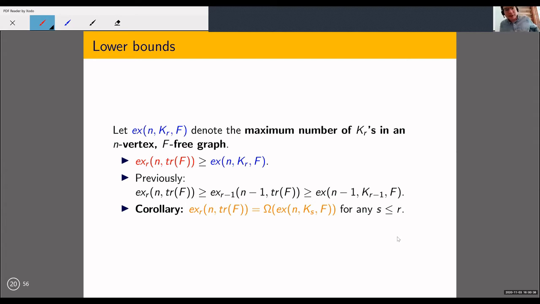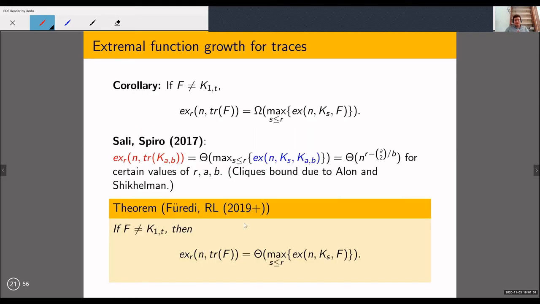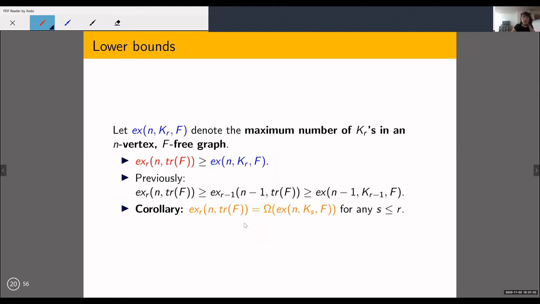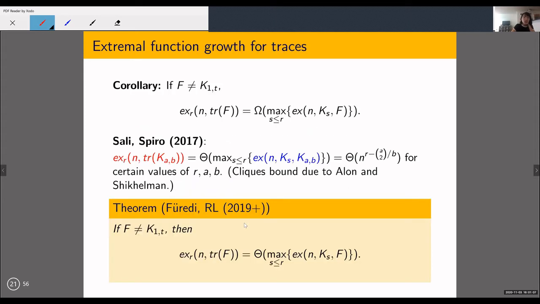Do we think of r as a constant here? Well, you should think of it as n is very large and r is growing, and we're tracking the order of this function as r grows. But you should still think of r as much less than n. Yeah, exactly. Okay, any other questions? All right, then I'll move on.